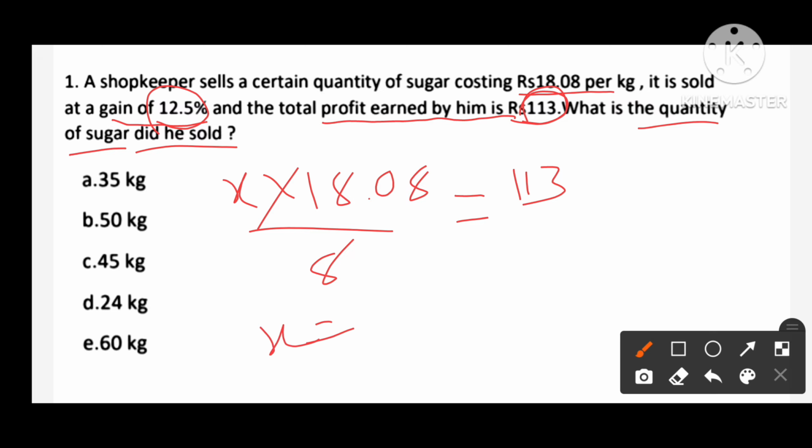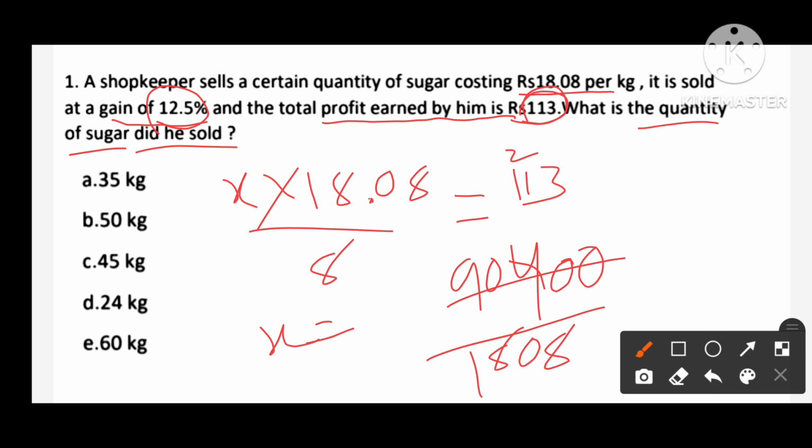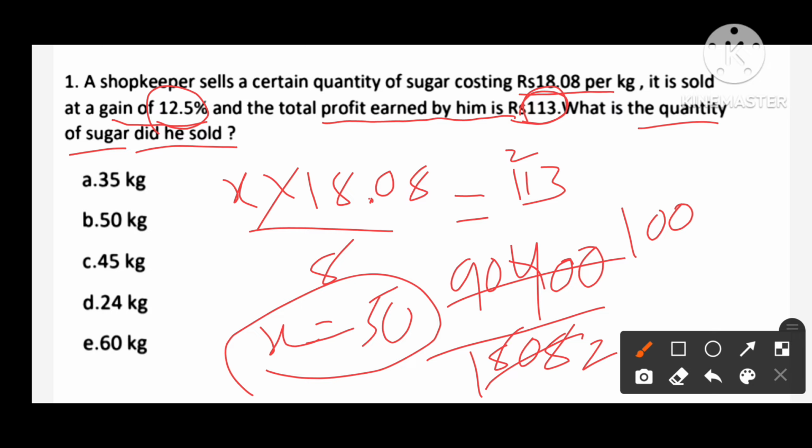So x value will be 8 times 24... divided by 1808. So it is 100 times and this is 2 times. 100 divided by 2, 50 is the answer. So 50 kgs. Option B is the answer for this question. Next, question number 2.